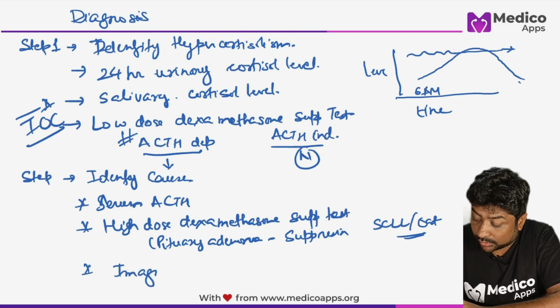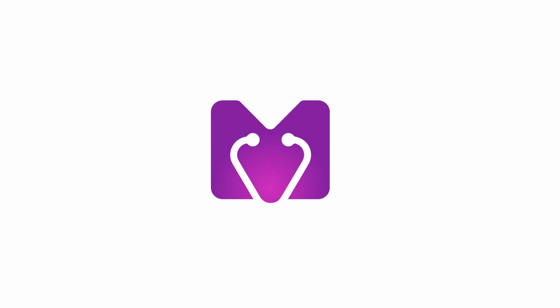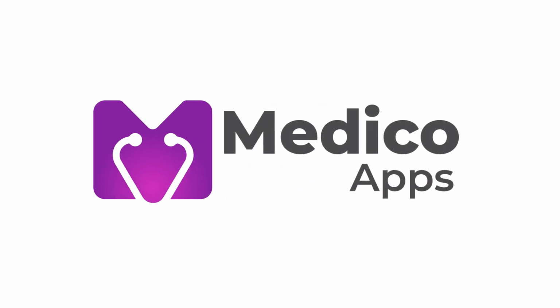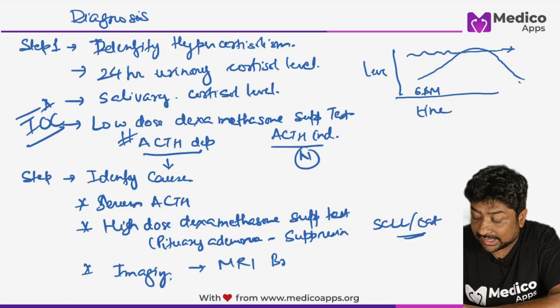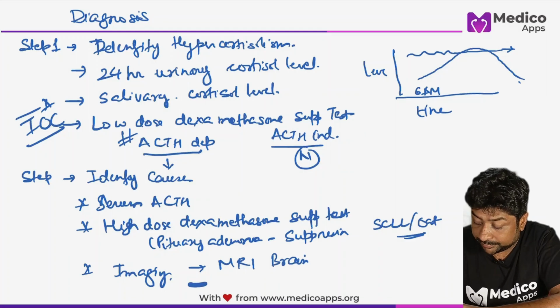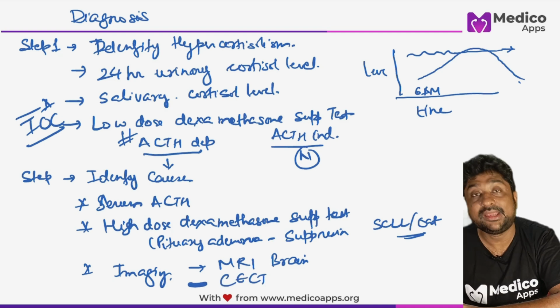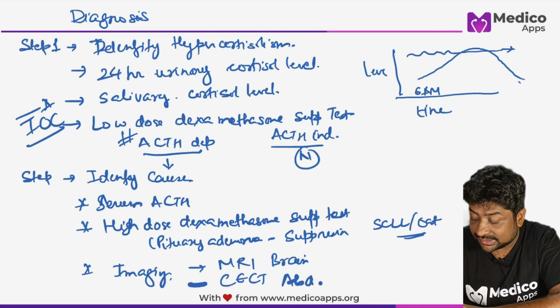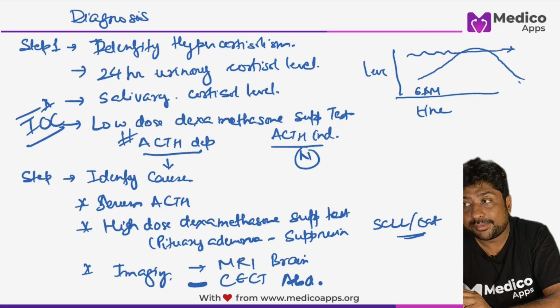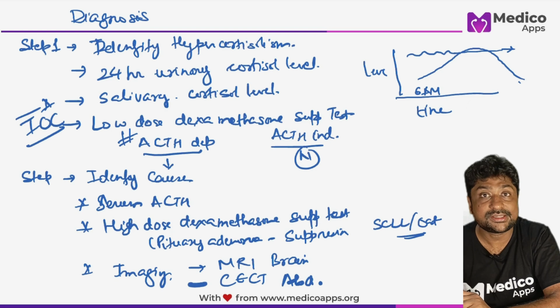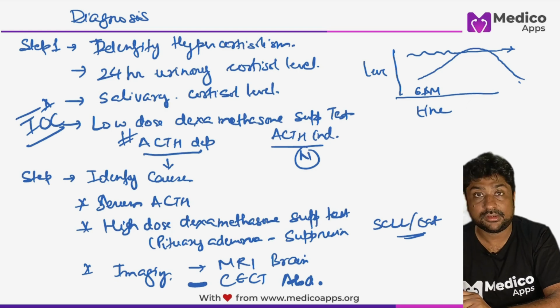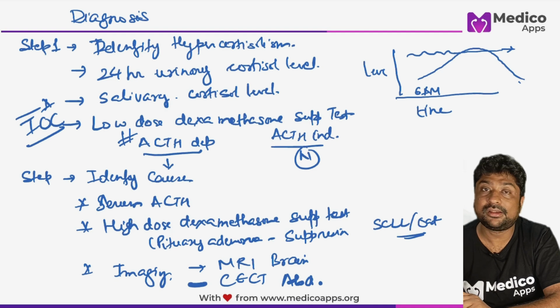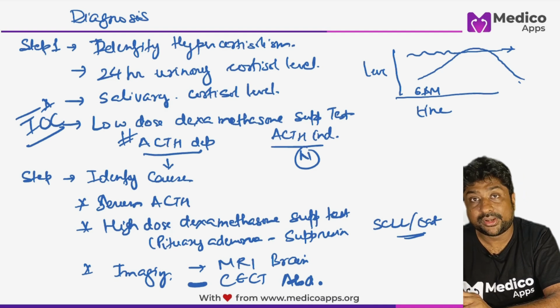So here we can also go for imaging techniques. Depending upon what we are suspecting, suppose we are suspecting a pituitary adenoma, then the imaging modality will be MRI of brain. If we are suspecting any adrenal tumor, then we will go for CECT abdomen. So in the exam, they may ask a question: what is the imaging modality of choice in case of endogenous ACTH dependent Cushing syndrome? ACTH dependent Cushing syndrome, we are primarily thinking of pituitary adenoma, then the correct choice will be MRI brain.